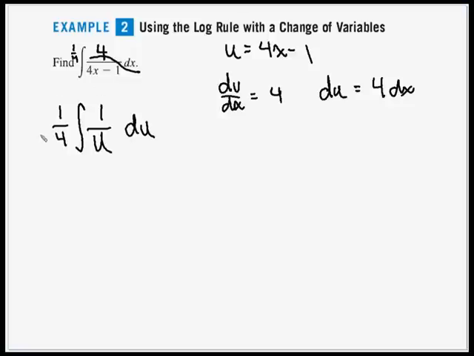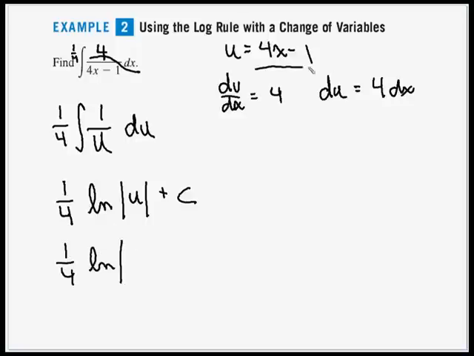So we've completed our u substitution. Let's take the antiderivative. That is 1/4. We'll have the natural log of the absolute value of our denominator plus c. And now that we're almost done here, let's do our u substitution back in. So that'll be 1/4 times the ln of the absolute value of 4x minus 1, plus c.